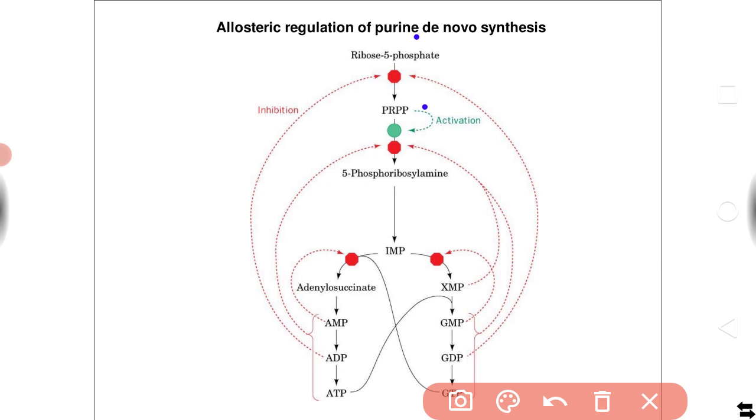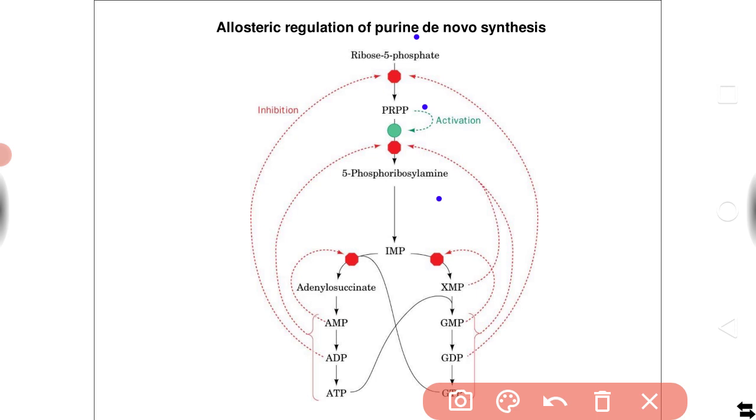And the next site of regulation is conversion of PRPP to 5-phosphoribosylamine by the enzyme PRPP glutamyl amidotransferase. So this is the rate limiting enzyme of de novo synthesis, and this enzyme is inhibited by the end products, which is adenosine monophosphate or adenosine diphosphate, and guanosine monophosphate and guanosine diphosphate.